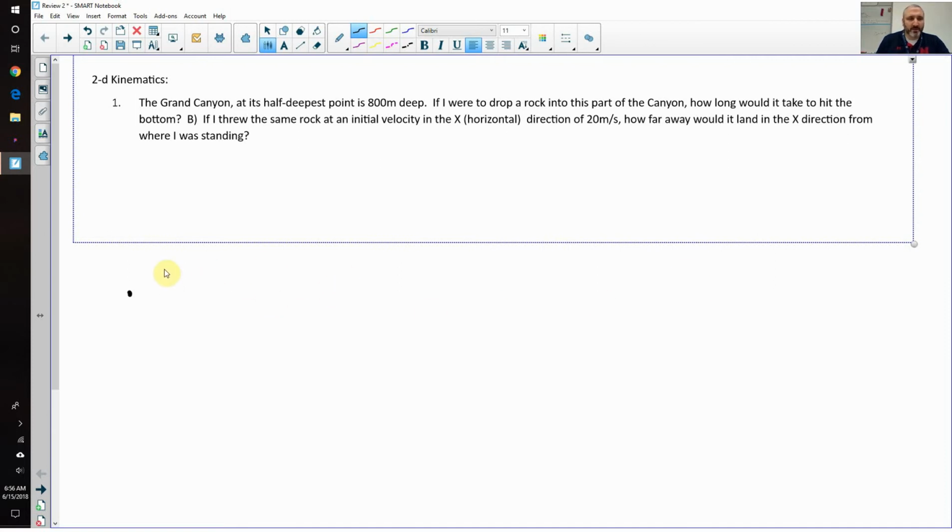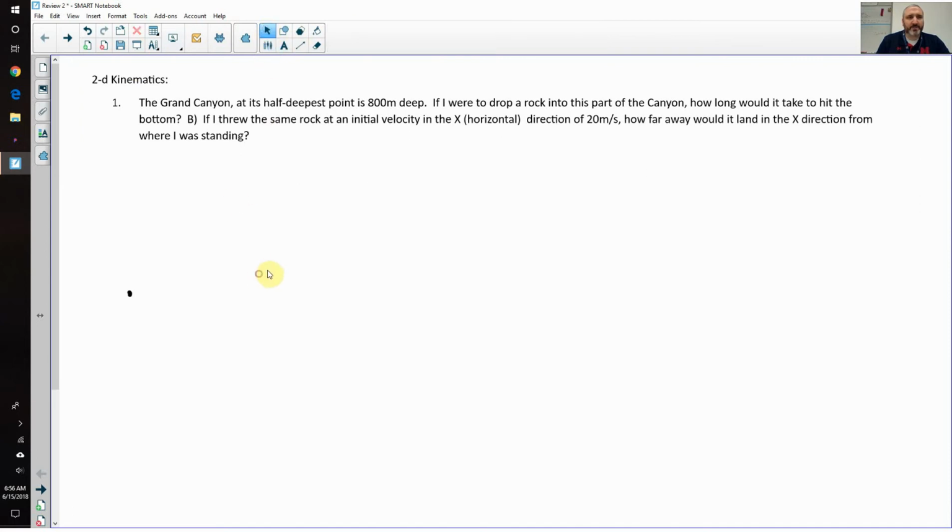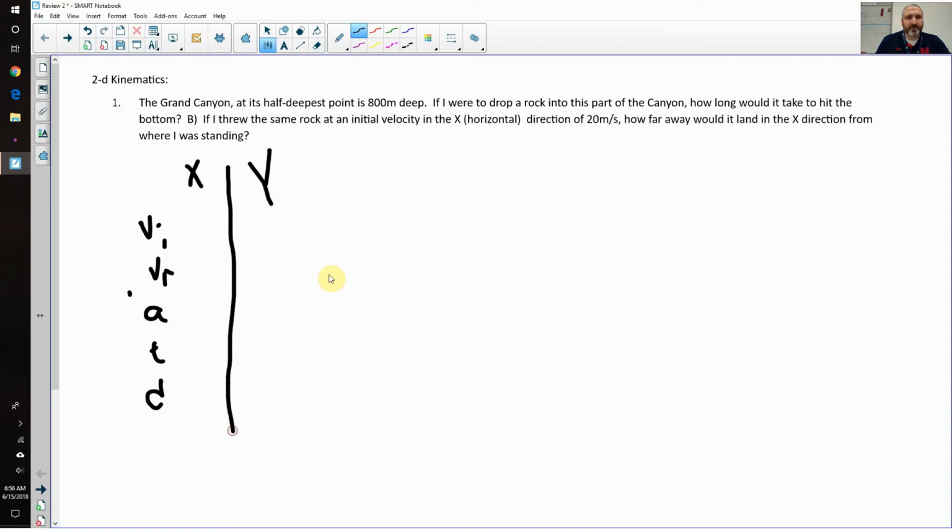If you remember from two-dimensional kinematics, the best thing to do to start one of these types of problems is to make a chart. So let's make an XY chart: VI, VF, A, T, D. And we know for the start of this problem, everything's going to be in the y dimension.